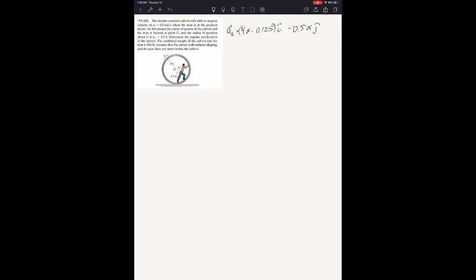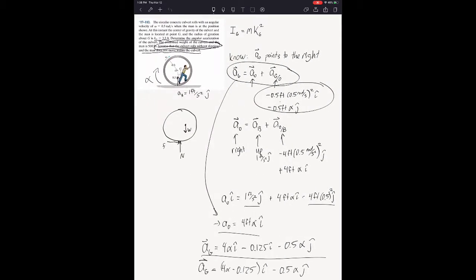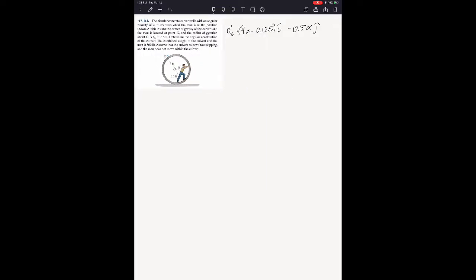Cool. Now it's time to start thinking about our free body diagram. Our free body diagram I'm going to put back on the picture. I've got a normal force, I've got a weight force, and I've got a friction force. Maybe that friction force is pointed in the wrong direction. We will soon find out.